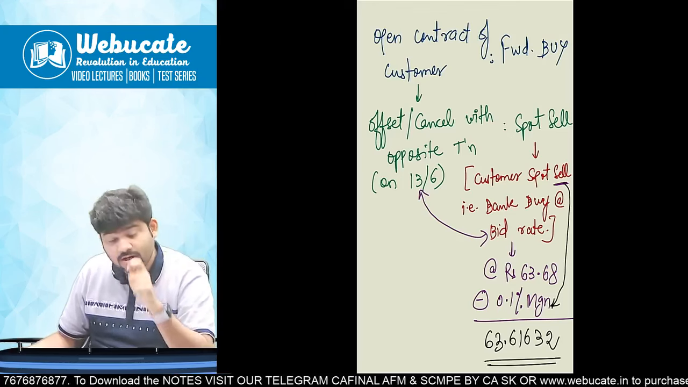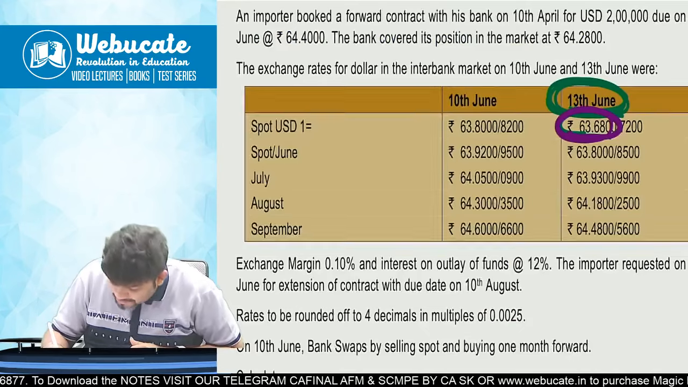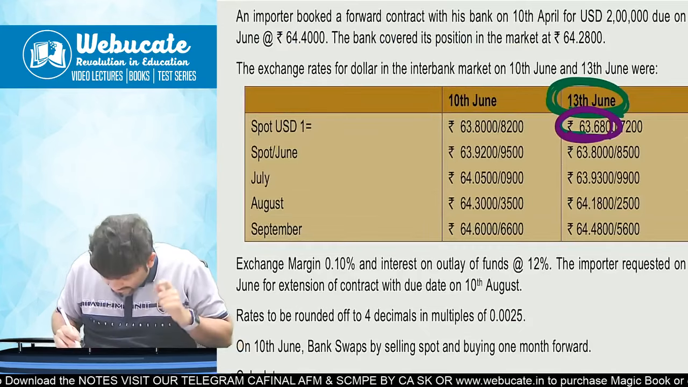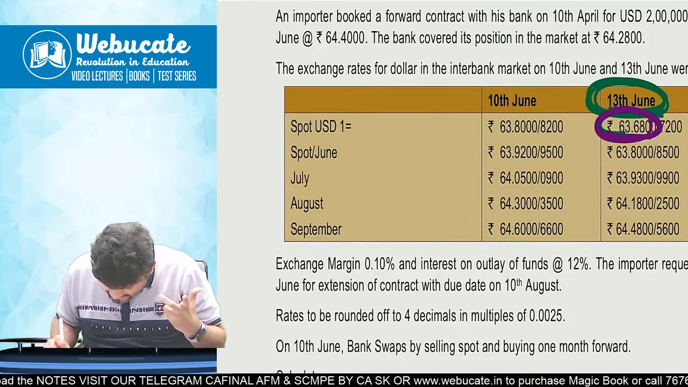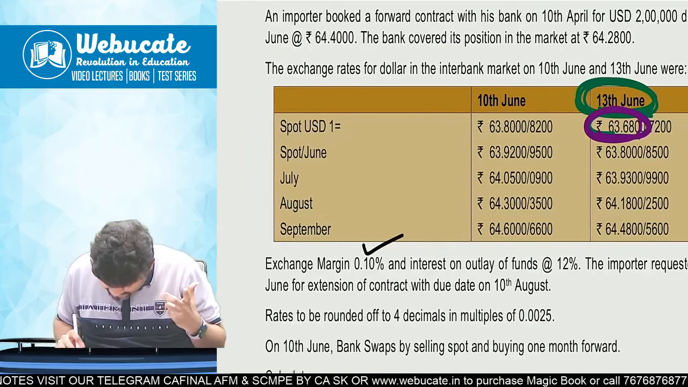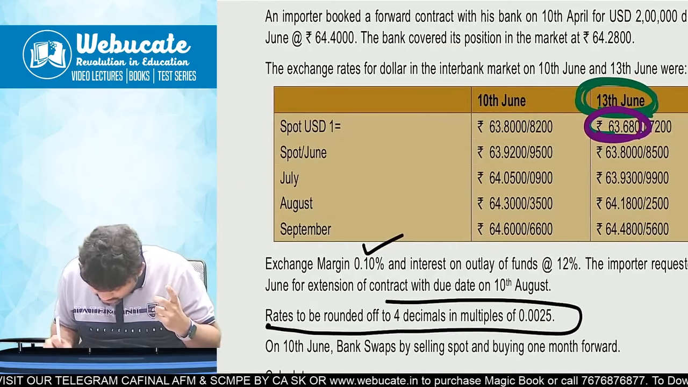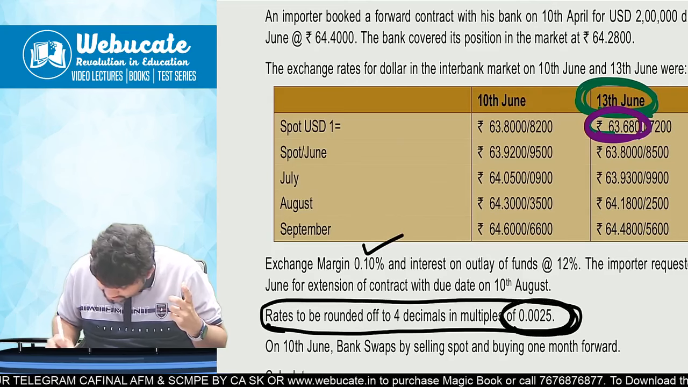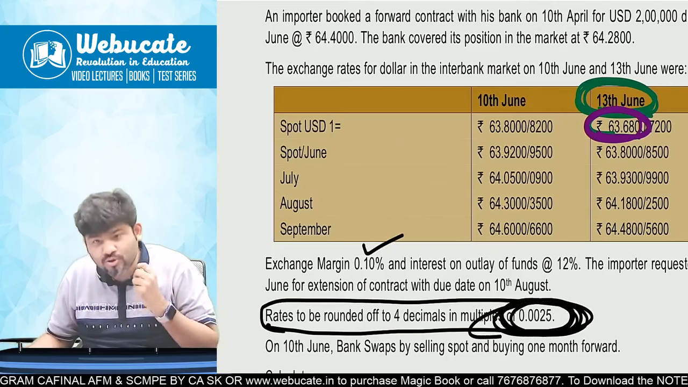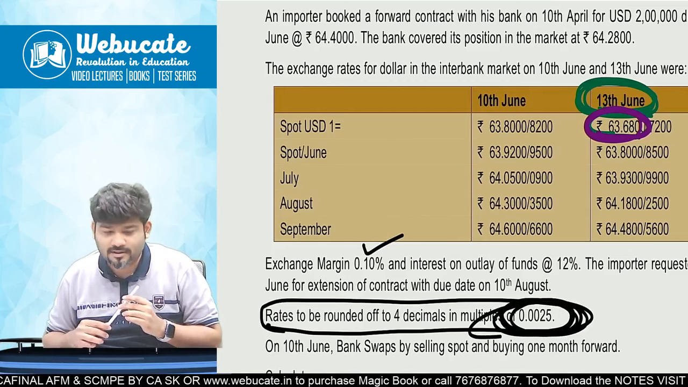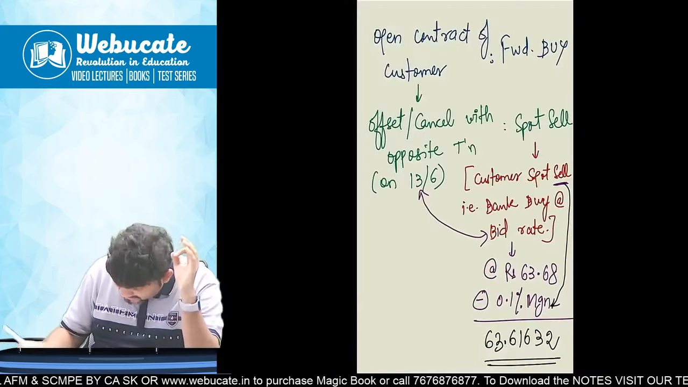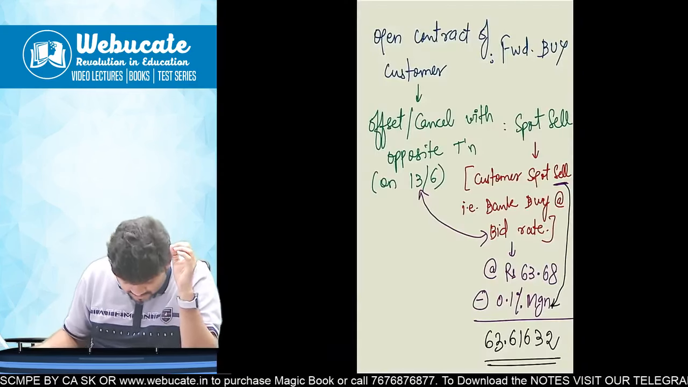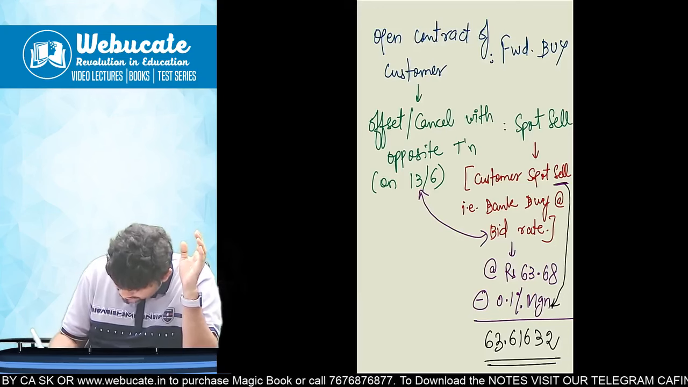Got it? Now listen to me very carefully. Very important point they have made. Exchange margin at the rate 0.1% is taken care of. See here, rates to be rounded off to 4 decimals in multiples of 0.0025. Yes, that point has to be taken care of.